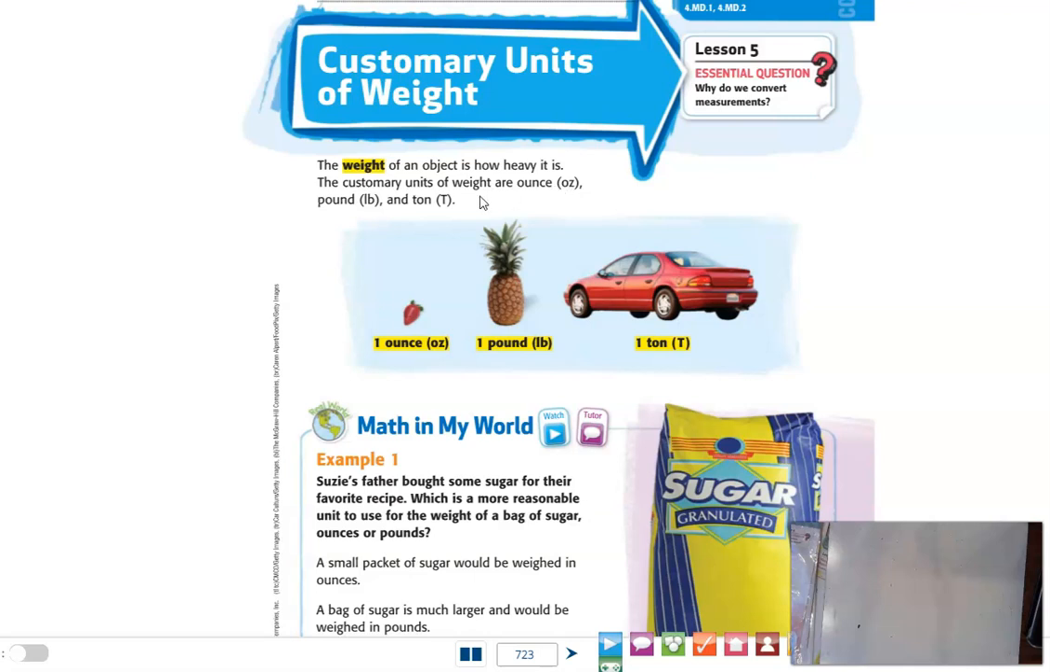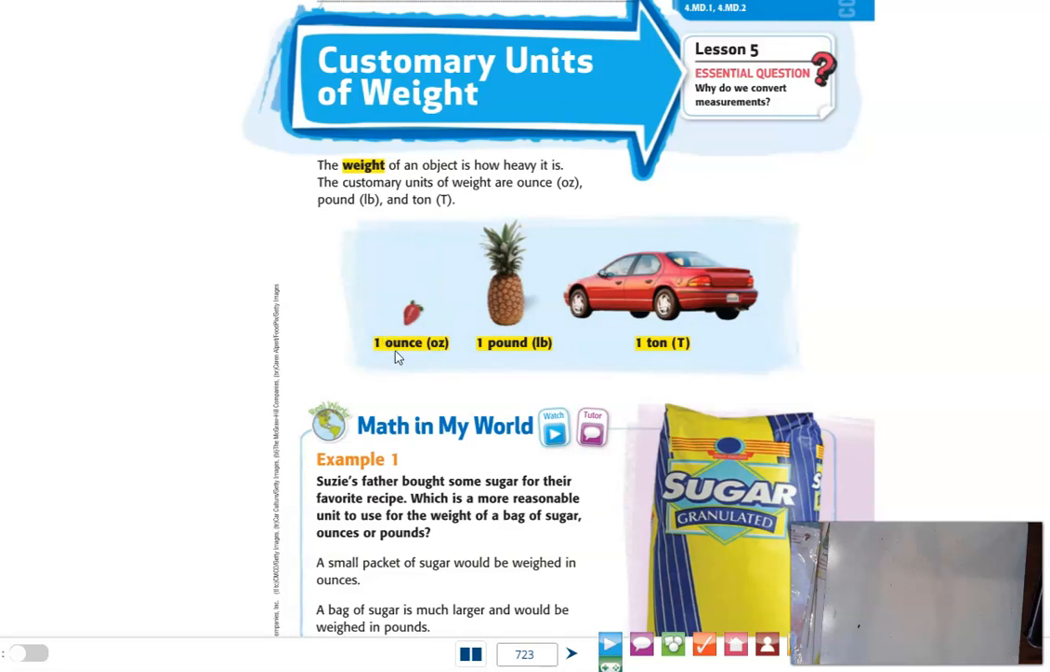So we've done length, which is measuring across. We've done capacity, which is how much something will hold. And now we're talking about the weight of an object, so how heavy it is, how much gravity is pulling on it. The customary units of weight are ounce, pound, and ton.